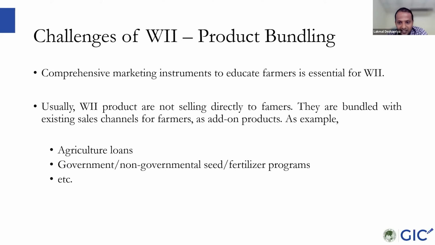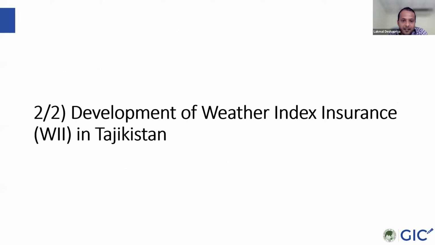So what they do is they try to bundle it with existing sales channels like agriculture loans and agriculture credit schemes and government seeds and fertilizer programs as an add-on. So when farmers get loans or opt into these fertilizer programs, they can get agriculture insurance as an add-on if they prefer. So that makes it easier to sell these agriculture insurance products.